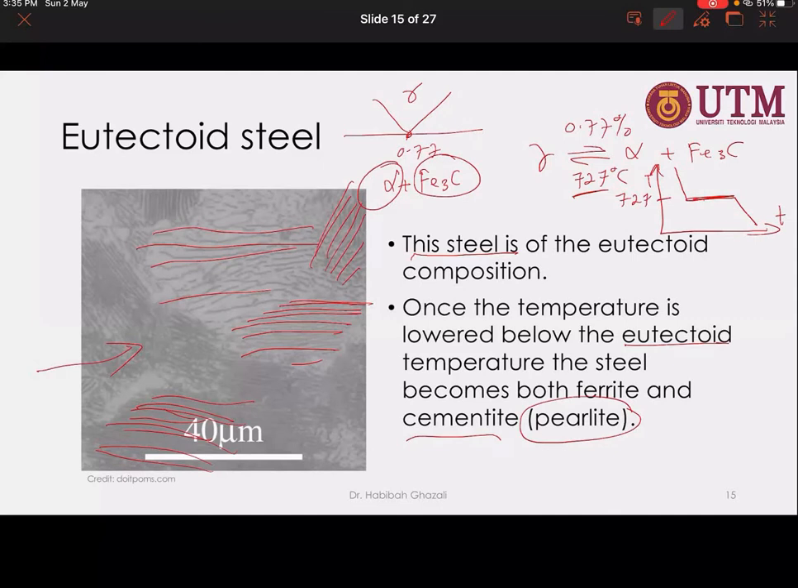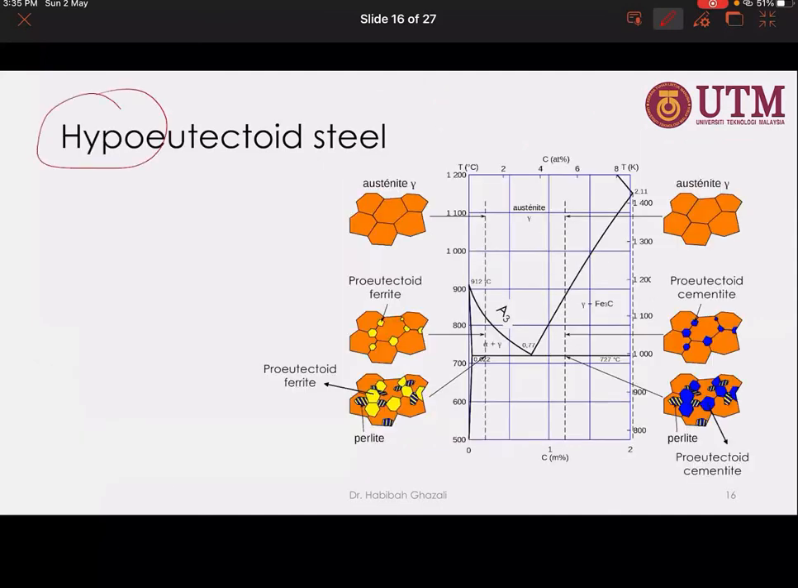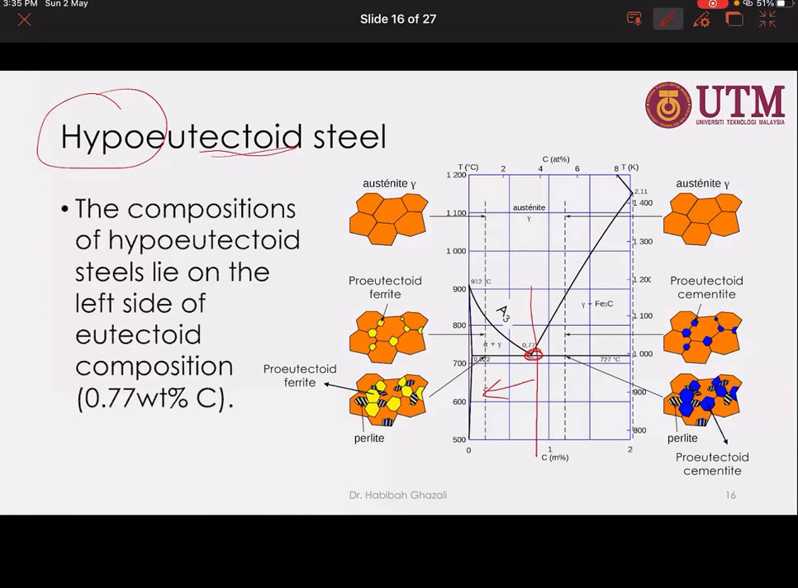And this is the microstructure. All right, hypo. We talk about hypo of what? Eutectoid. So this is the eutectoid point. Hypo is at this side, the left side. The composition of hypoeutectoid steel lies on the left side of the eutectoid composition. Where is the eutectoid composition? It is 0.77 percent of carbon. So similar to the previous chapter, when we talked about bismuth cadmium alloy, lead tin alloy, binary systems with limited solid solubility in chapter 6.